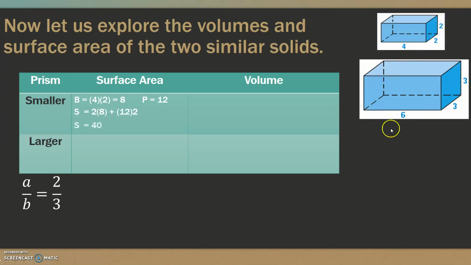Now I'm going to find the surface area of the bottom one. So the base is 6 times 3, or 18. The perimeter is going to be a total of 18 as well. And then the surface area would be 2 times 18 plus 18 times 3, for a total of 90.